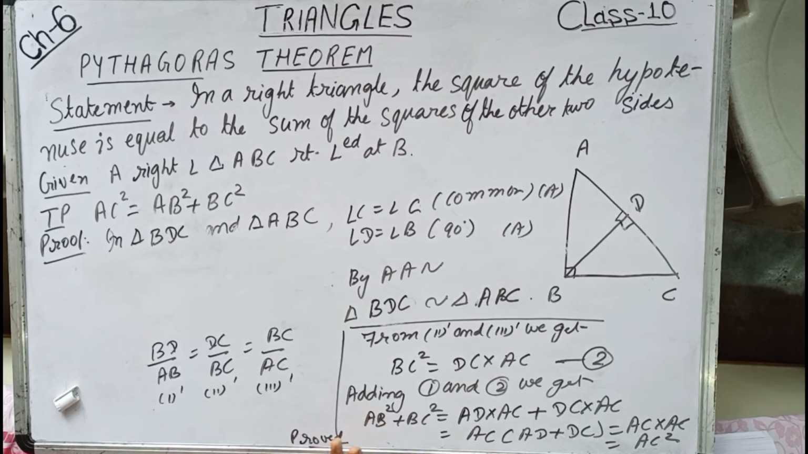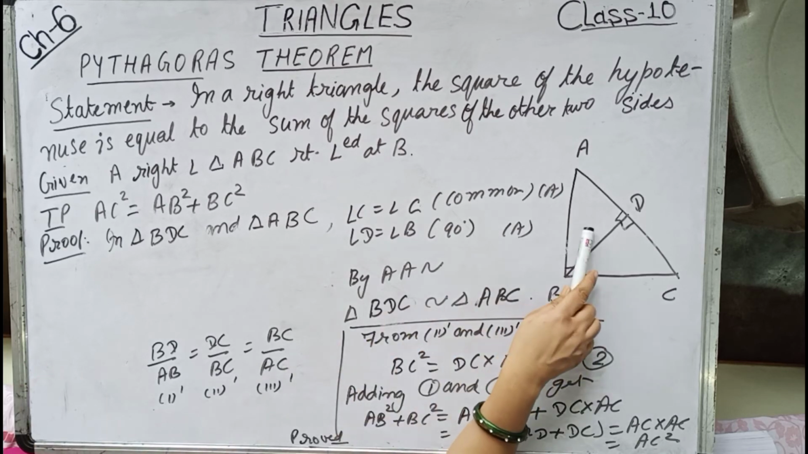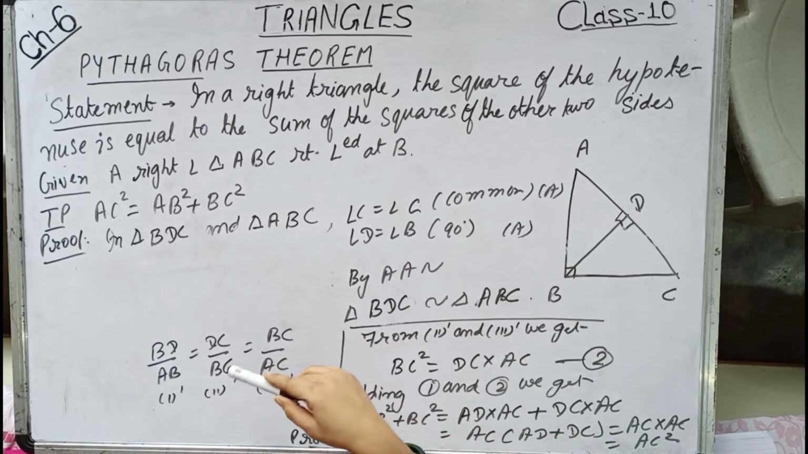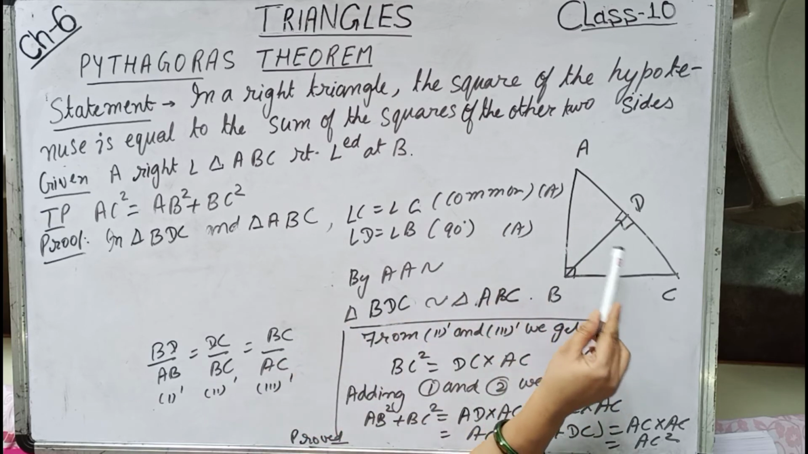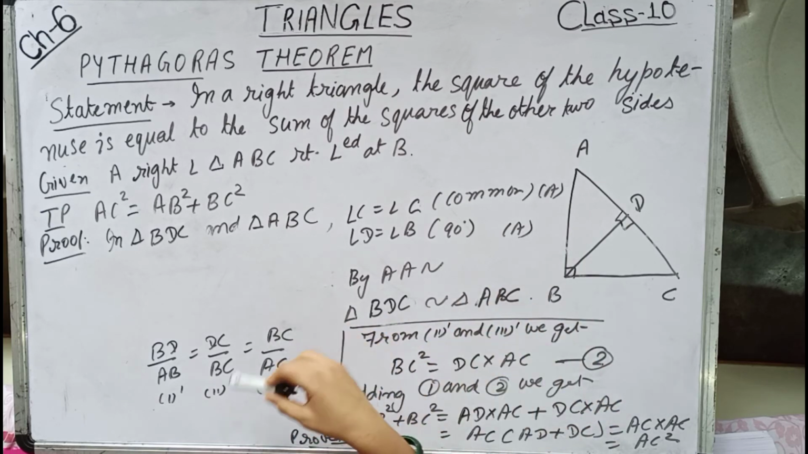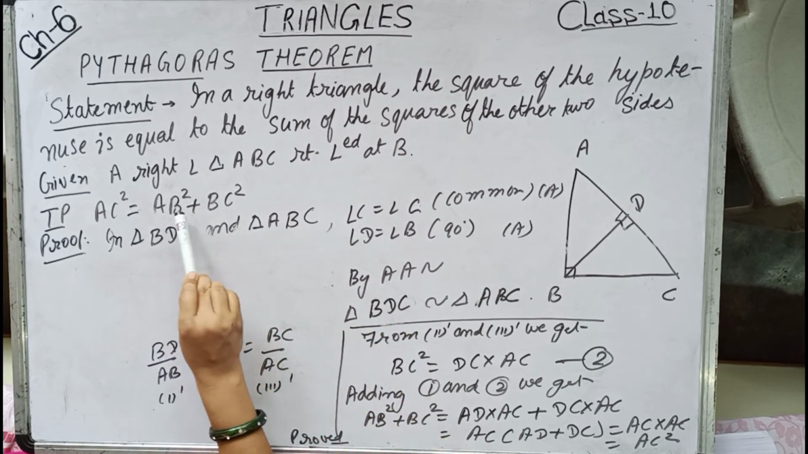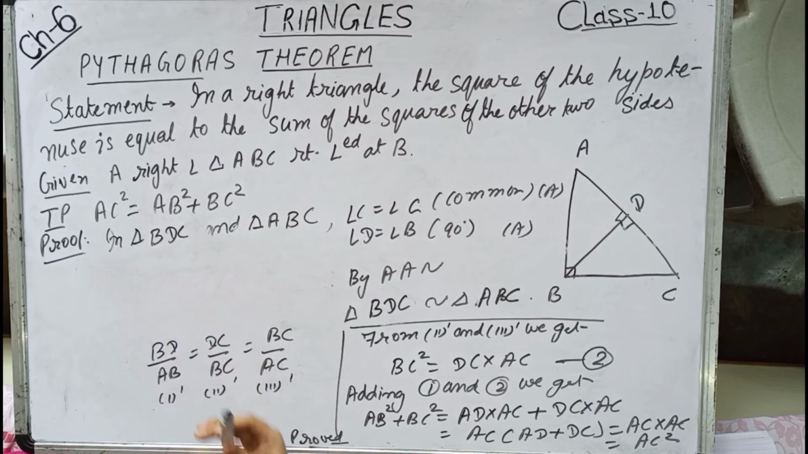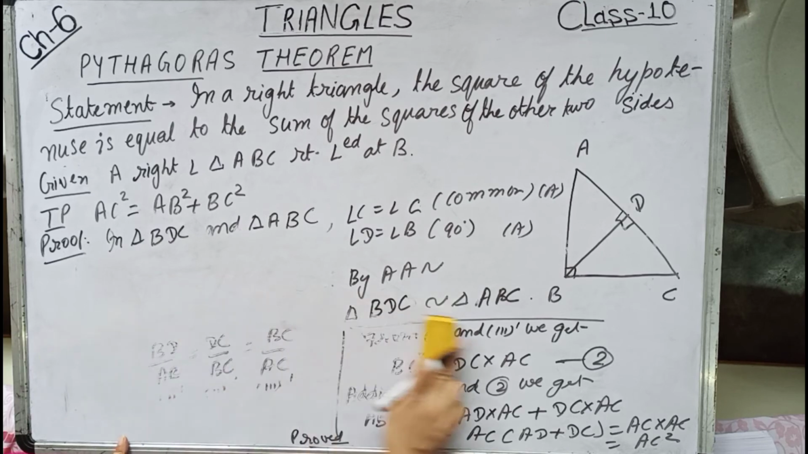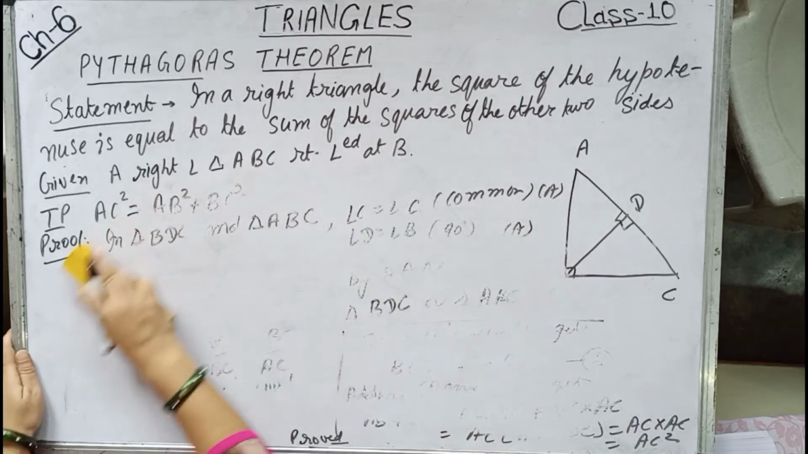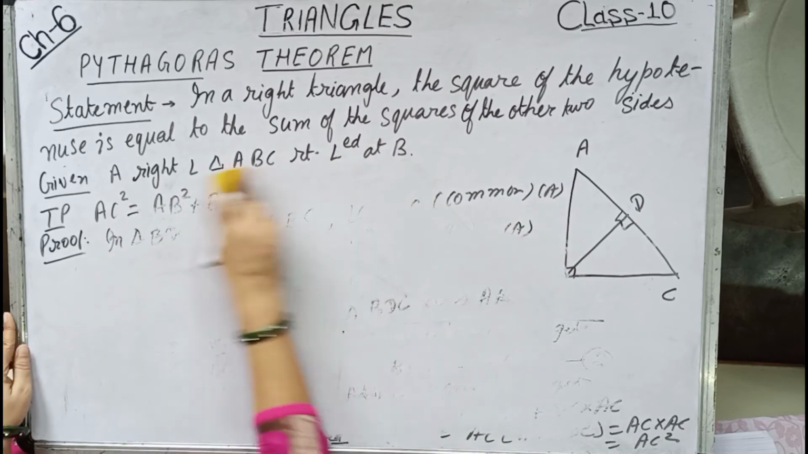Write neatly by understanding and try to prove by your own. So what I did, this triangle similar to the bigger triangle, so ratio written. This triangle similar to the bigger triangle, ratio written. Now find which two ratios you will be getting by cross multiplying, AB square and BC square. By adding you will be getting the result. An easy but a very important theorem.